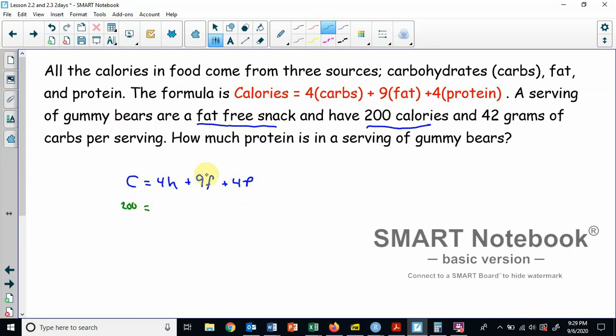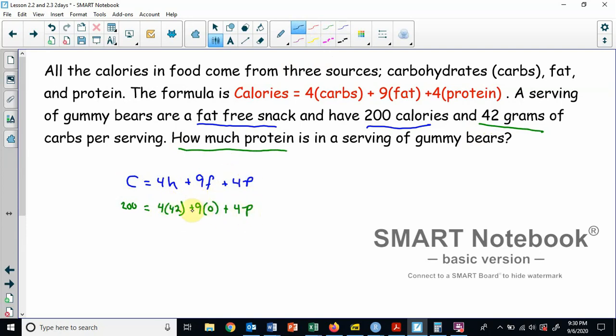Because I have a feeling they're going to ask us for one of these things we don't know. I know it's fat-free. So that means how many grams of fat? That means 0. So 9 times 0, I could do that one in my head. And it has 42 grams of carbs. So let's see. The carbs is 42. How much protein is in it? So I don't know the P. So I wrote down everything that I knew. I knew the carbs, I knew the fat. I don't know the protein.